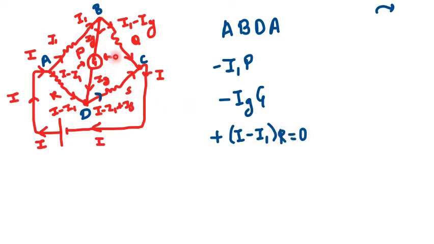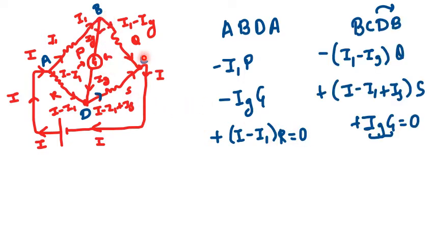The second loop which we'll take is B, C, D, B. From B to C, the direction is from B to C, and the current is from B to C. So we'll write minus I1 minus Ig into Q. From C to D, the direction of your motion and the direction of current are opposite. So we'll write plus I minus I1 plus Ig into S.